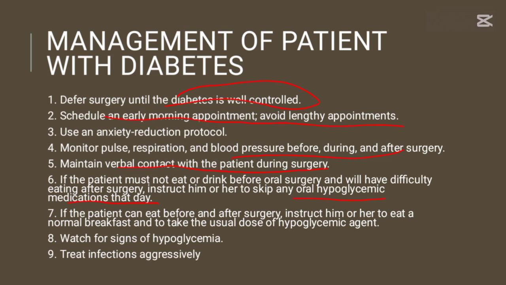If the patient has eaten before and after surgery, instruct them not to skip a normal breakfast and to take the usual dose of hypoglycemic agent. If the patient wants to eat after the surgery, tell them to take the normal dose of hypoglycemic agent. Then again watch for signs of hypoglycemia. Treat infection aggressively. Always remember that the chance of infection spreading is higher in diabetes mellitus patients, so you have to be very careful with these patients.